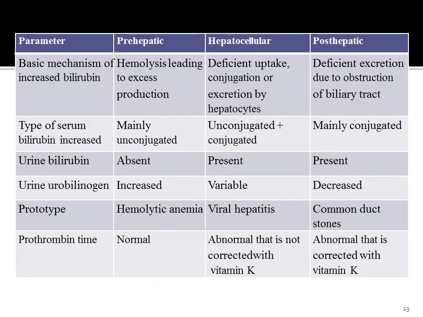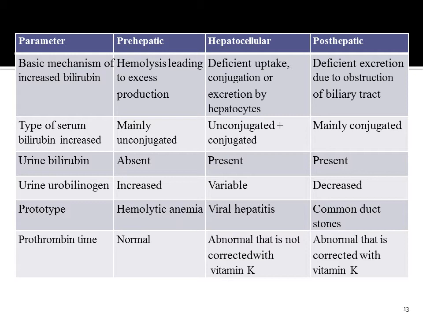What is the level of prothrombin in different jaundice? In prehepatic it is normal because the liver function per se is not altered. The cause of jaundice is increased RBC breakdown, so the prothrombin time is normal. But in hepatocellular and post-hepatic, the liver function is impaired, and so the coagulation factor production by the hepatocytes is affected, and an abnormal prothrombin time is found.